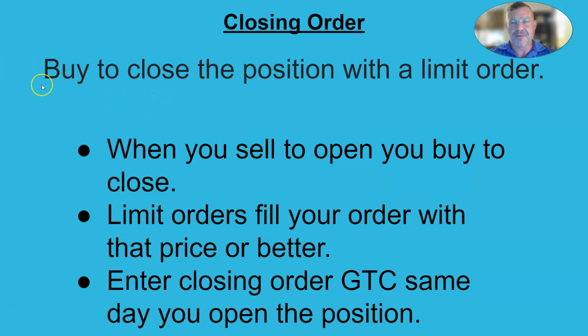Now the closing order. Okay. Now we sold to open, and now we're going to set in an order to buy to close, right? We sold to open. Now we're going to set a limit order to buy to close. When you sell to open, you buy to close. Limit orders, as we discussed, fill your order at the price that you want or better. And you're going to enter this closing order, buy to close, as a GTC, good till canceled, the same day you open the position.